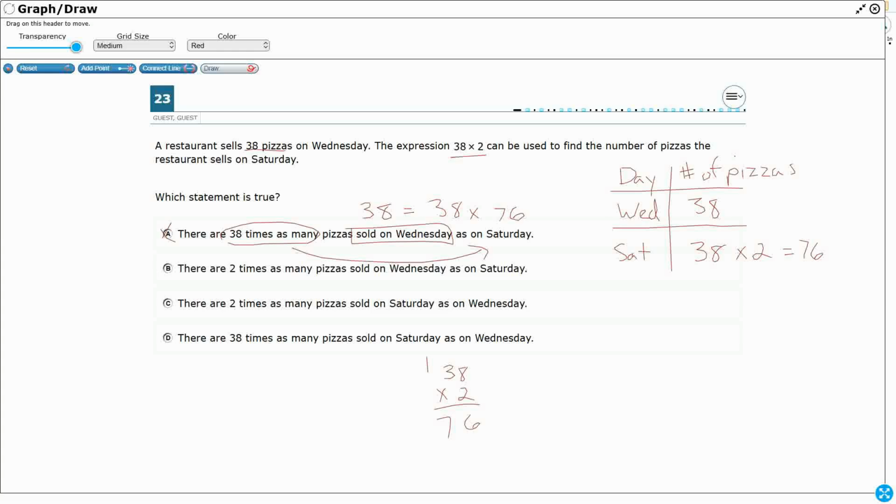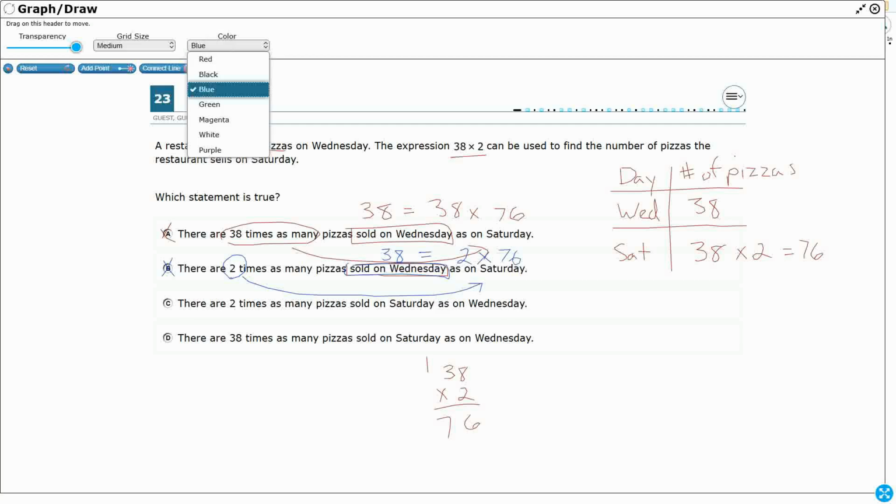All right, so let's look at B. There are 2 times as many pizzas sold on Wednesday as on Saturday. What's sold on Wednesday is what we're starting with here. So what's sold on Wednesday? 38. Saturday, 76. Well, that's not as bad as 38 times 76. But we're taking the pizzas on Wednesday and saying that's the same as 2 times as many pizzas sold on Saturday. Not quite. If we could flip the 38 and the 76, we're good.